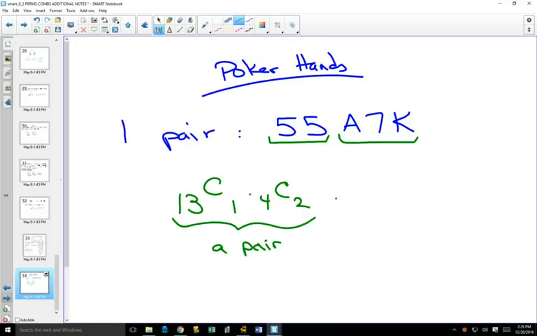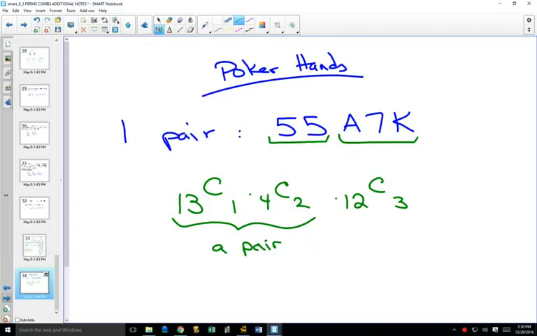After counting all the different pairs that are possible, we need 3 more single cards. How many cards are left? We can't choose fives again. There's 12 different kinds left. And of the 12 kinds of numbers that are left, we need to choose 3 of them. And we need to choose those 3 at the same time so that we don't get order.